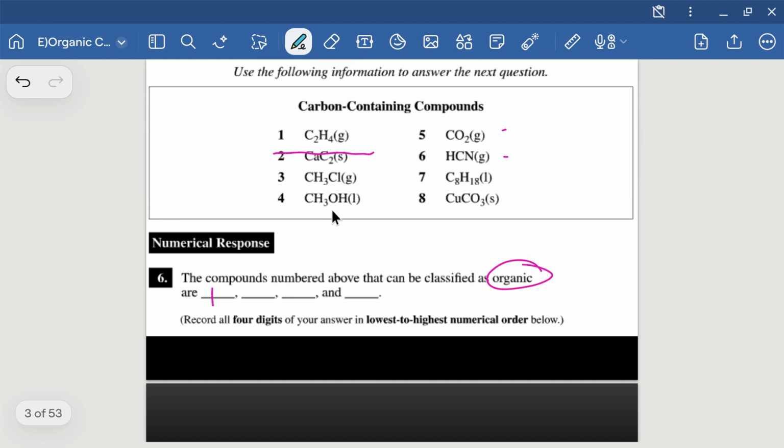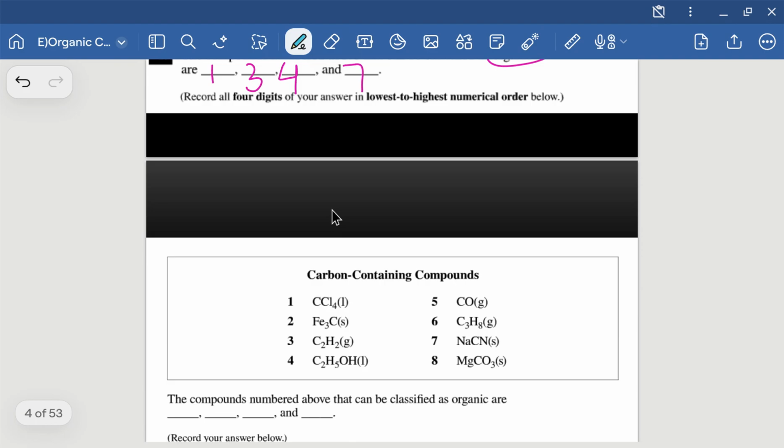So not number 2. Number 3 works. Number 4 works. Number 5 does not because it's a carbon dioxide. Number 6 does not because of the CN ion. Number 7 works, and number 8 does not because of the metal and the ion CO3 with the -2. And then just having a look at how these questions can be a bit repetitive.